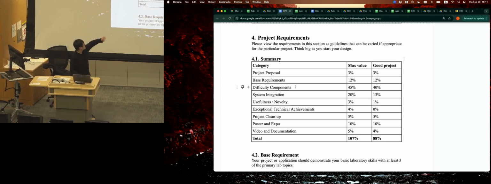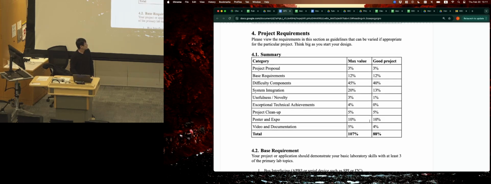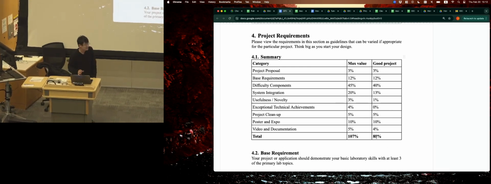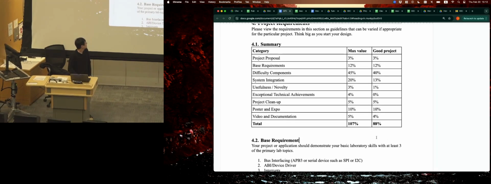You will notice that the difficulty component comes to almost 50%. That's basically where the amount of components you use and how hard they are will be counting towards. And on the right, this is a very good project, a pretty decent project reference score based on that scoring system. We have in total a little bit over 100, so that everyone has a little bit of budget, margin to work with. And a good one would be basically an 88% project.